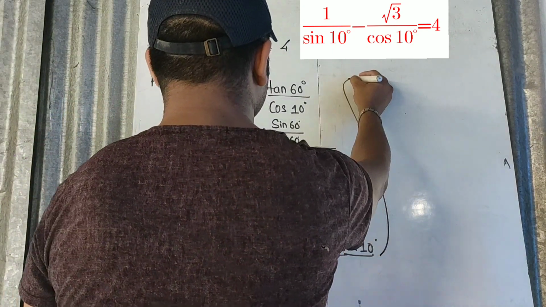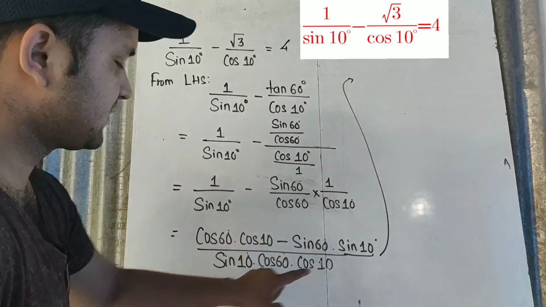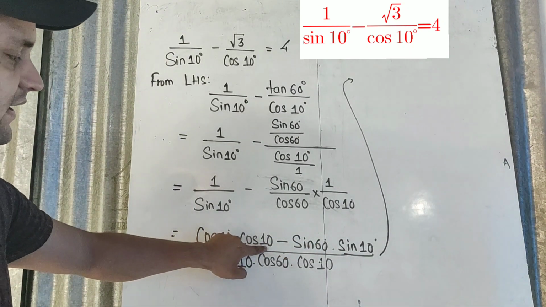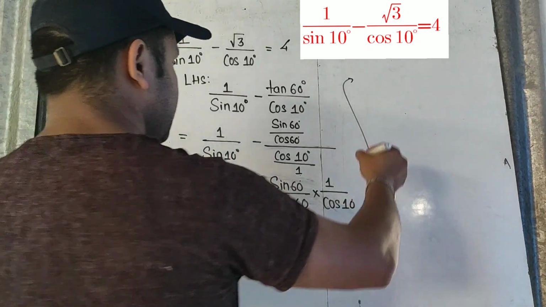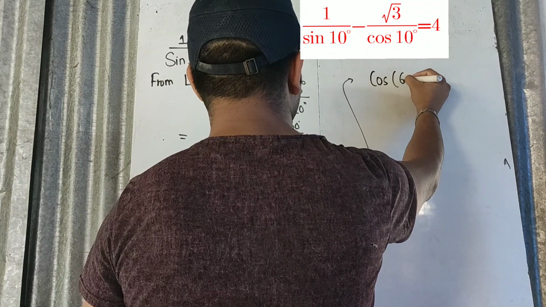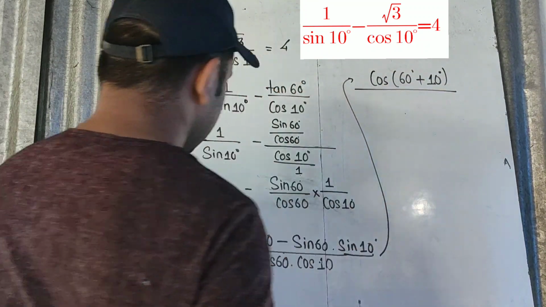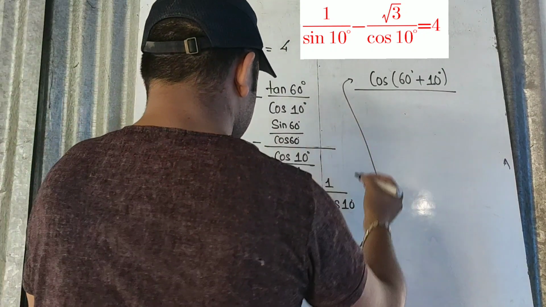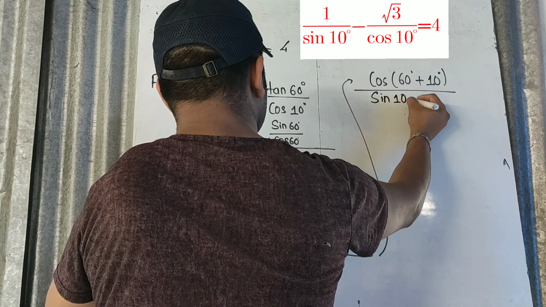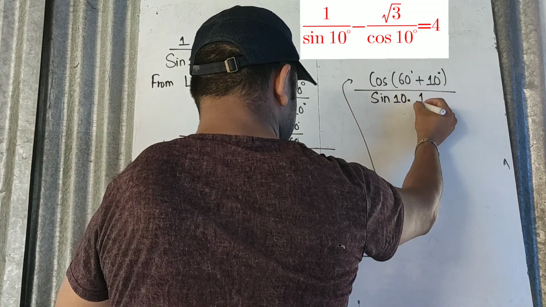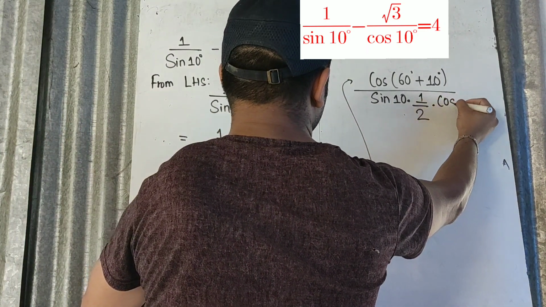Now this looks like a formula, cos A into cos B minus sin A into sin B. A is 60 degree, B is 10. Cos A into cos B minus sin A into sin B. The formula is cos A plus B. In the denominator you have sin 10, cos 60 and cos 10. So sin 10 is sin 10 itself. Cos 60 is 1 by 2. The value of cos 60 is 1 by 2. And then the cos 10.